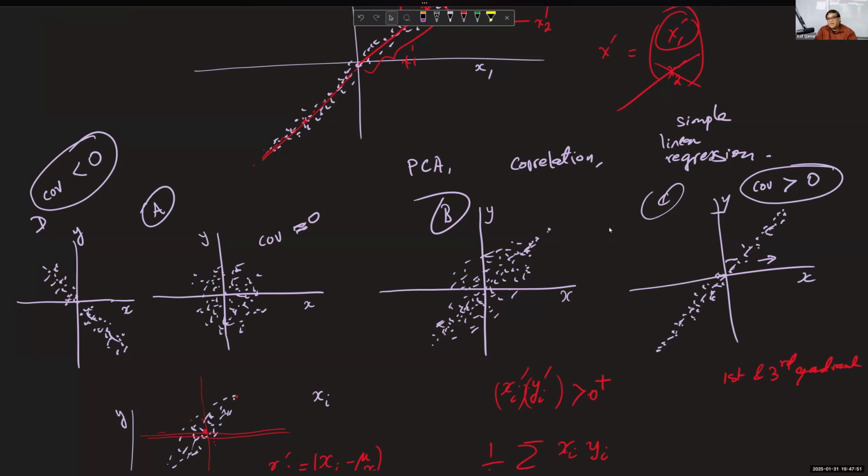So D, covariance and correlation will be negative. A, covariance and correlation will be approximately 0. What about B? Using our intuition, are there more points in the first and third quadrant, or in the second and fourth? First and third. So you would say that the covariance and correlation are positive, but not as positive as C. C is in a very pronounced way positive, right? So in other words, you can have degrees of covariance and degrees of correlation. It's a measure. Do you see? So this is the idea.